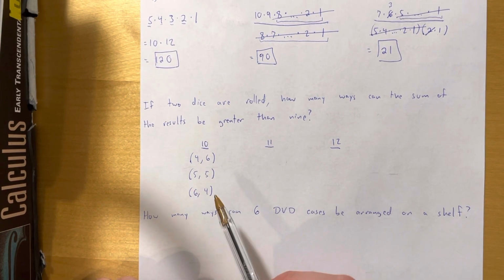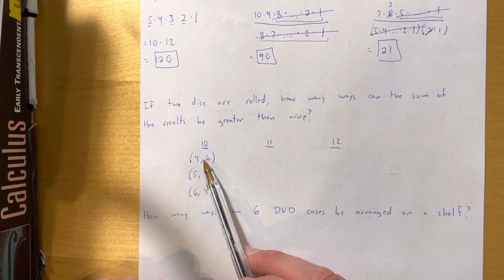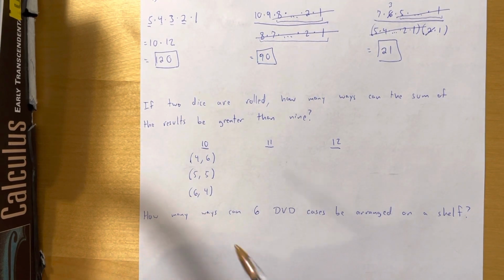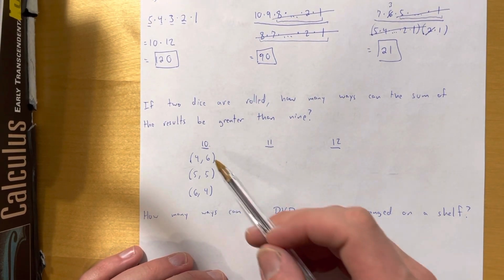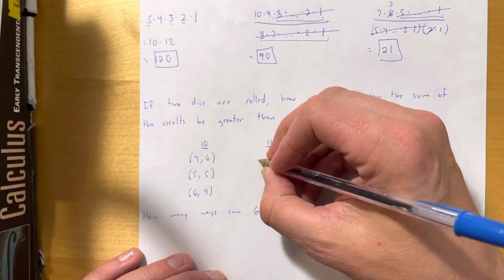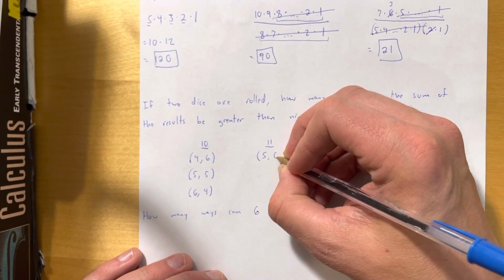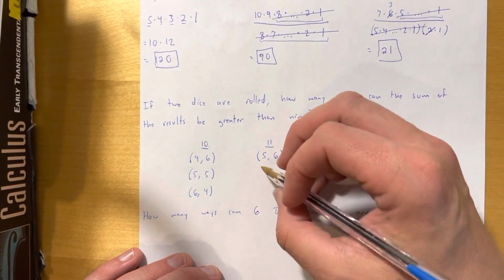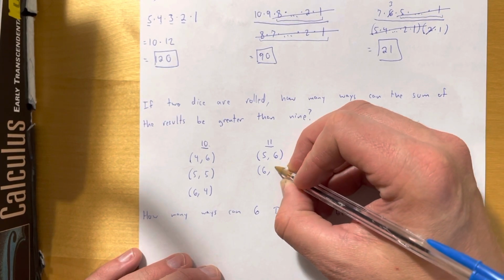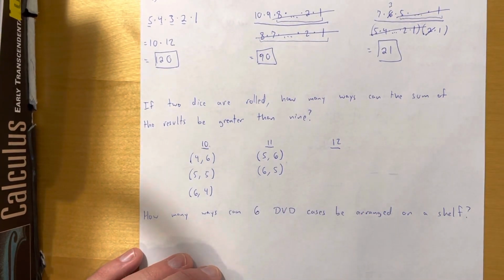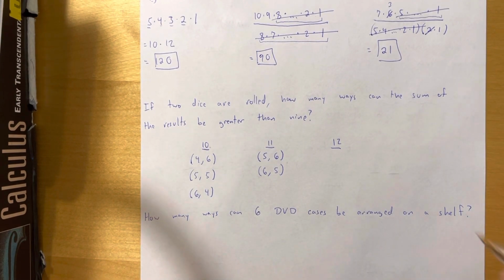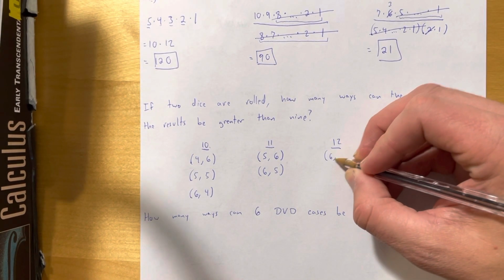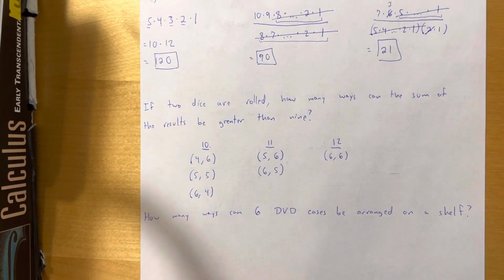And you should verify for yourself that if either of my dice are a 1, a 2, or a 3, it's impossible for the other die to be anything that would get me a sum of 10. So this is all the possibilities. For 11, the only possibilities are if I roll a 5 with my first die, 6 with my second, or if I get the other way around, 6 and 5. Okay? Verify for yourself that these are the only possible ways to get an 11. There's only one way to roll a 12, and that's if both dice are 6s. Okay?